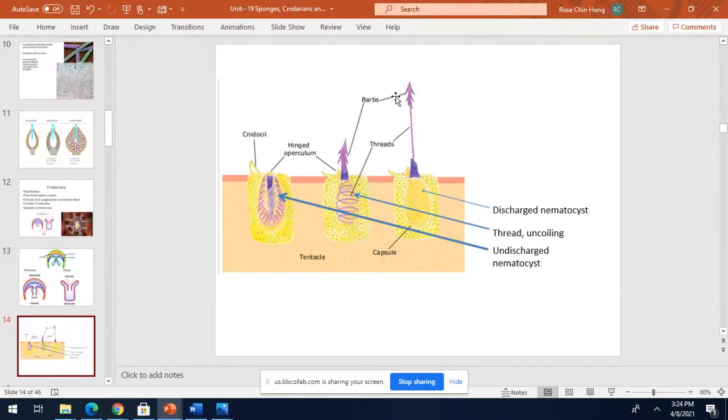And whether it is trying to capture prey or to defend itself, it can be very painful. So here, once it's discharged, it cannot be used again. So that's it. It has a certain distance that it can reach to get to its prey or fend itself from the predator or any kinds of disturbances.